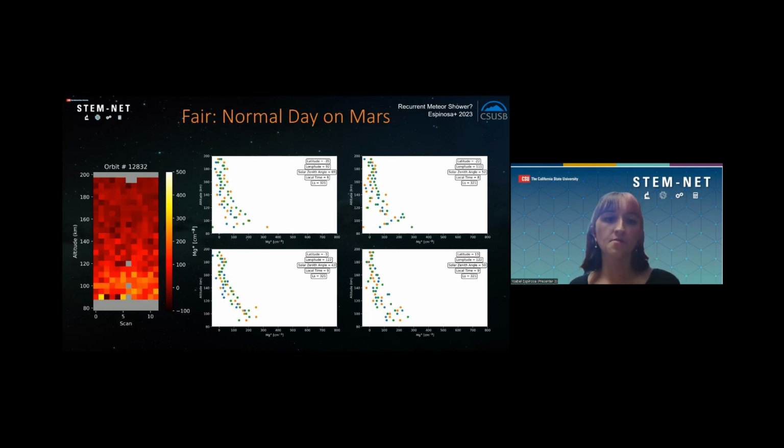An example of a normal day on Mars would be something more like this, like we saw before. Yet again, there's a little bit more orangeness around 100 kilometers, but nothing super high in concentration. And in the plots, you can see the concentration gets a bit higher, but nothing particularly significant or high up.